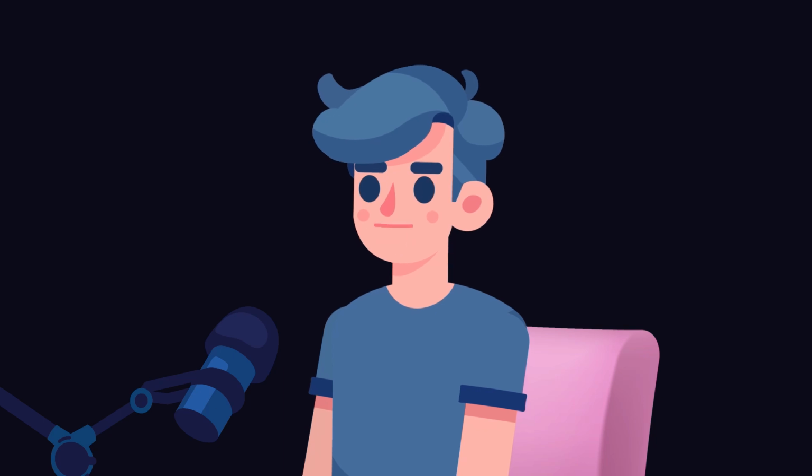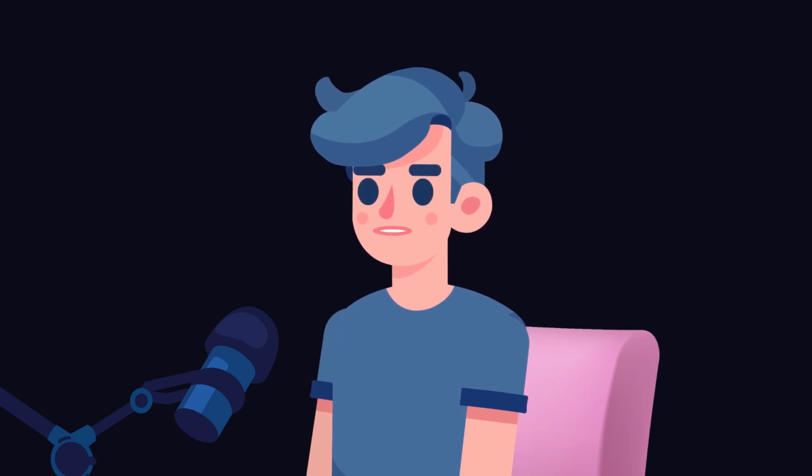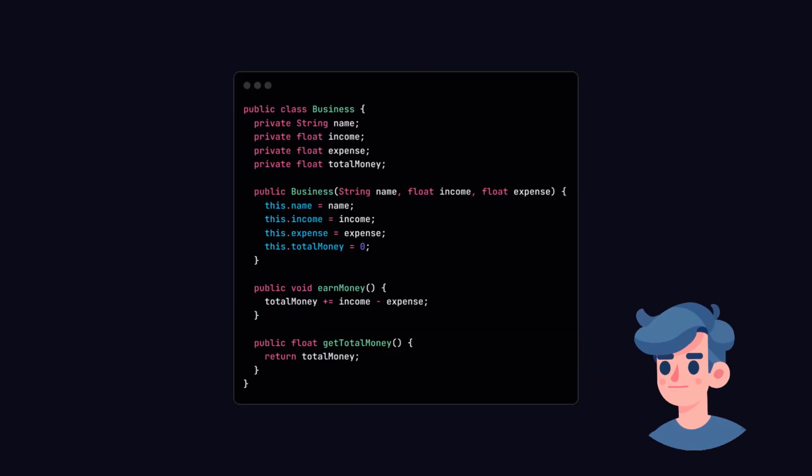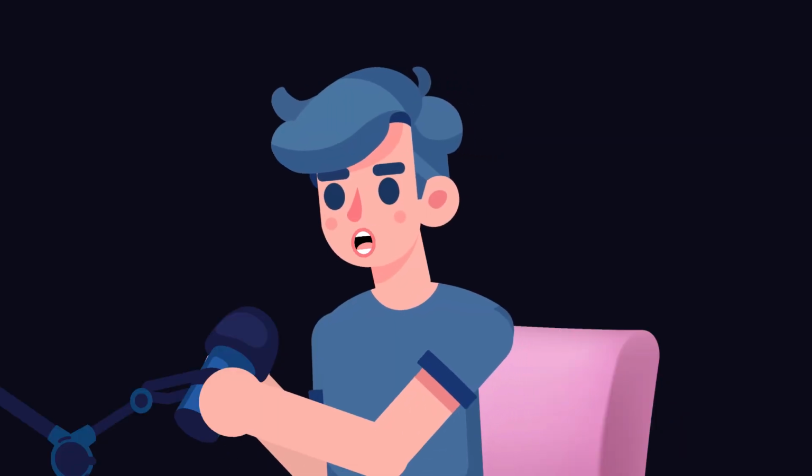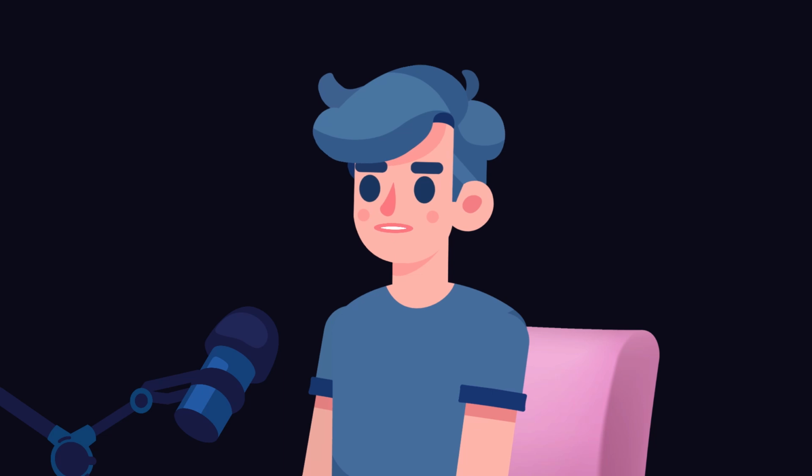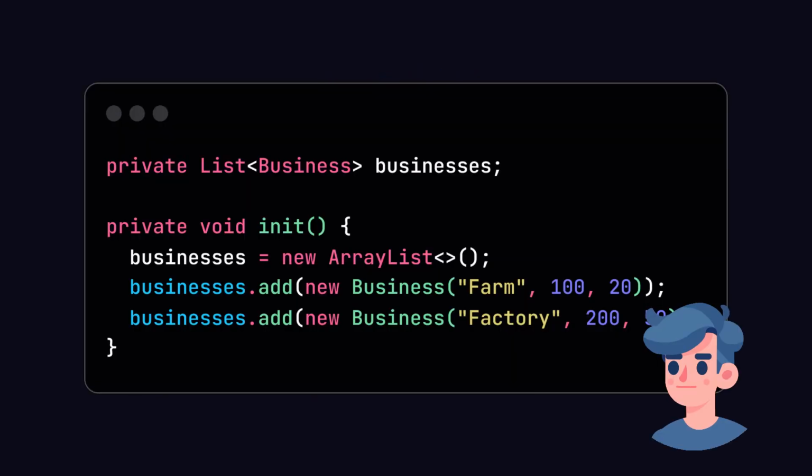This involves creating a business model where players can earn money and reinvest it to grow their business. Let's create a business class that will manage various businesses, including their income and expenses. We will add properties for name, income, expense, and total money earned. This business class includes methods for earning money and retrieving the total money earned. You can create an instance of this class for each business the player can manage in the game. Let's initialize a list of businesses in the game class and periodically call the earn money method from the loop to simulate the flow of income over time.